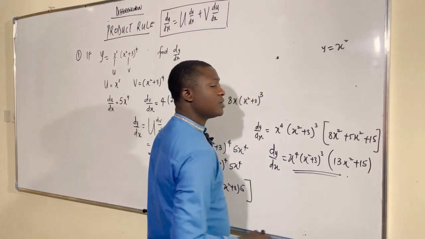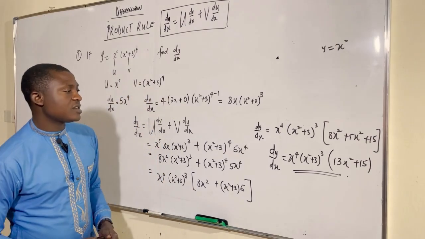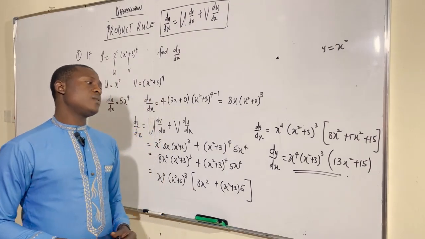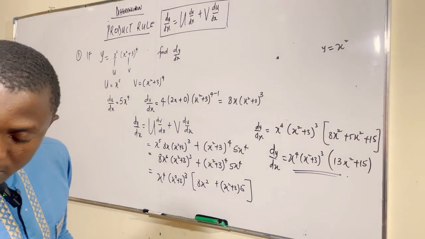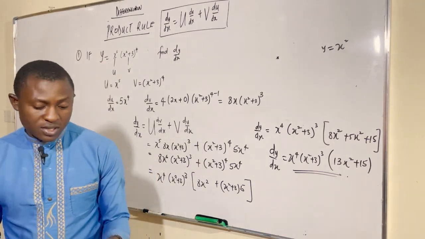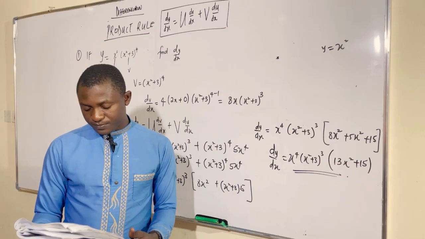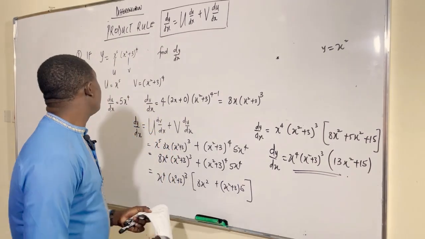So our dy/dx has the value x⁴ (x² + 3)³ (13x² + 5). So let's check some material from Federal University Dutse and see some problems using the product rule.